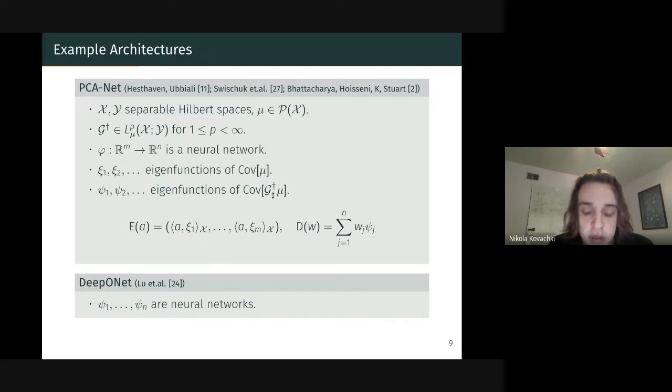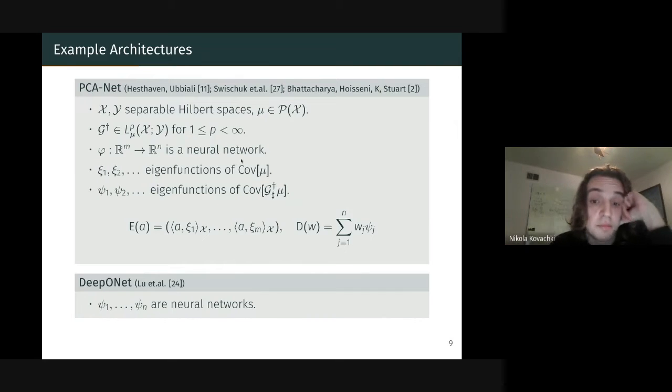Before I go on to that, I'll just give you a simple instantiation of this, which is widely used in model order reduction. If we take X and Y to be Hilbert spaces, and again mu is a probability measure on X, G dagger will be P-integrable, and phi will be a neural network here.